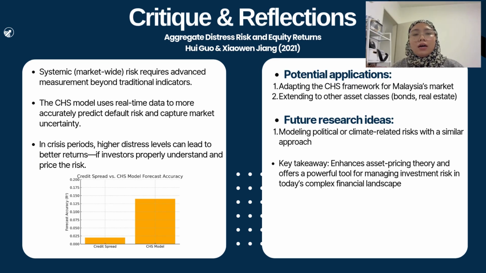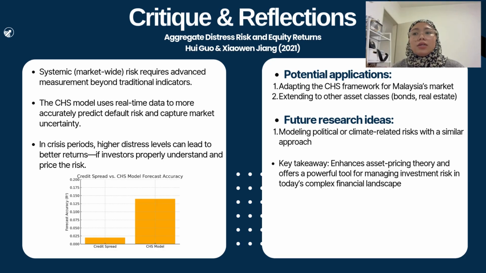Alright, so next is the critique and reflection of this article. Reflecting on this article, we've learned that systemic risk, the kind that affects the whole market, needs to be measured in more advanced ways. The CHS model improves how we understand market uncertainty by using real-time data and predicting default risk more accurately. This is especially relevant during times of financial crisis when distress levels are high. Investors may get better returns, but only if they understand the risk properly.